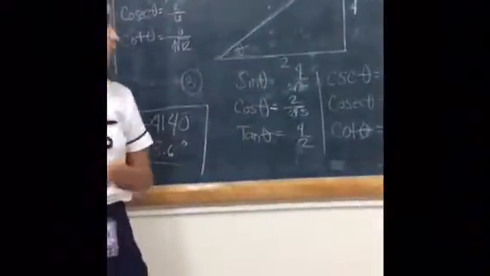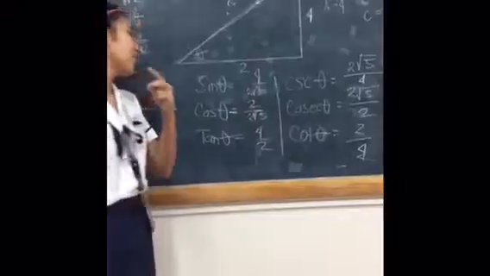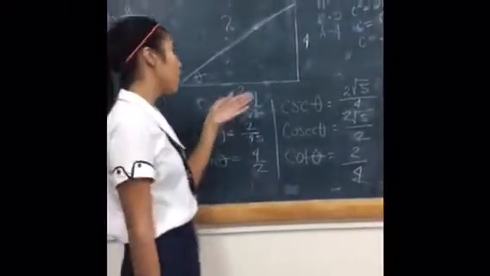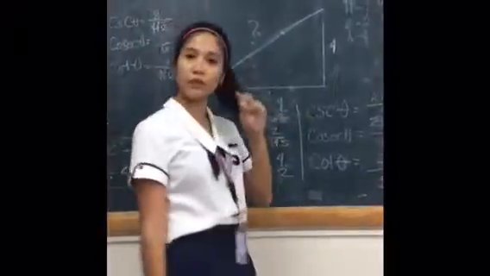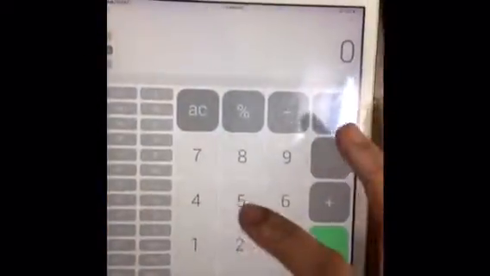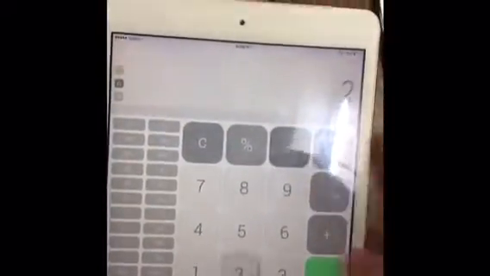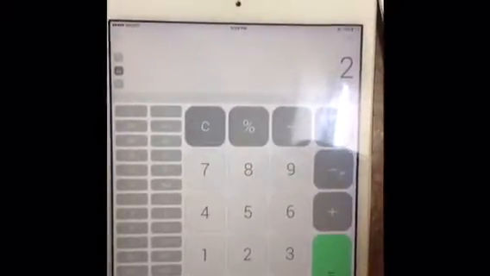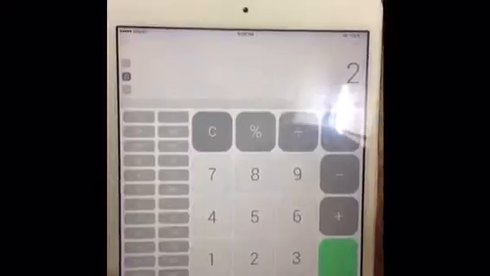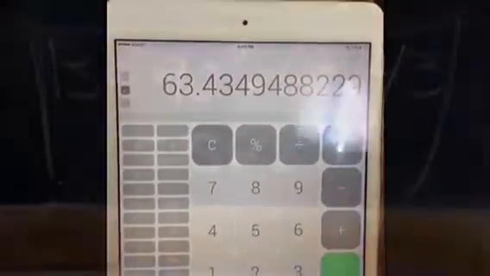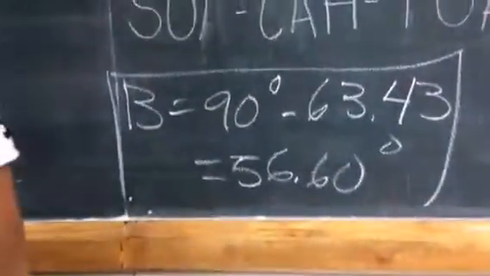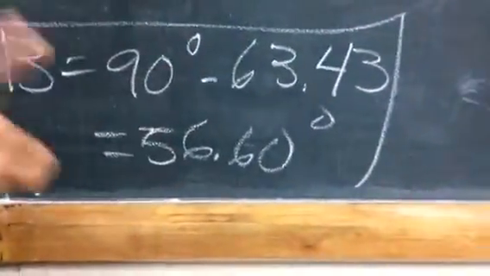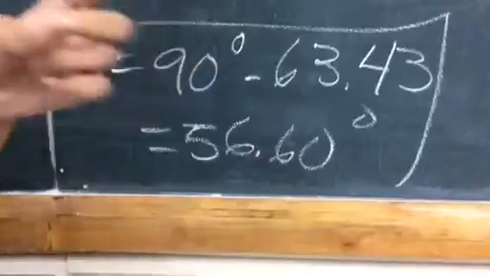After that, let's solve. Sine theta is equal to 4 over 2 square root of 5. Then tangent: 4 divided by 2 equals 2. So, press shift, then press tan, equal to 63.43. To solve the other angle, we must subtract. 90 degrees minus 63.43 is equal to 26.57.